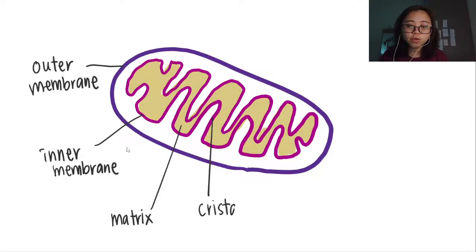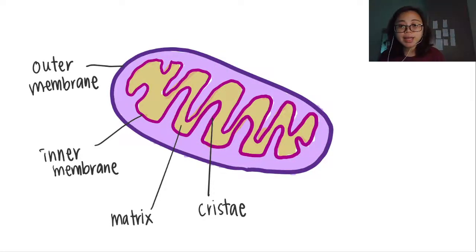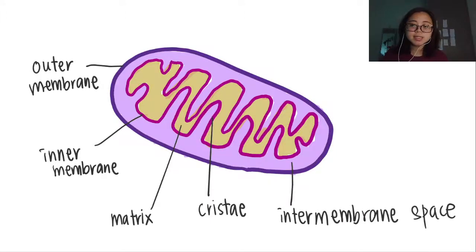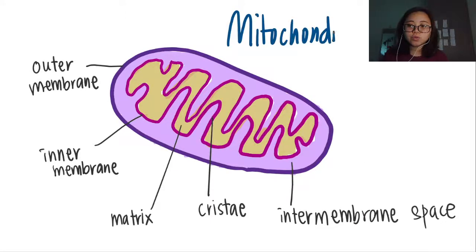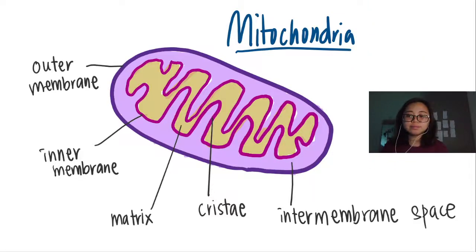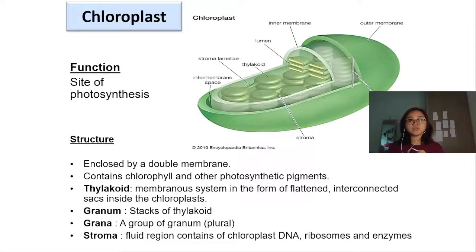And these folds, setiap lipatan yang kamu lukis itu, setiap lipatan dipanggil sebagai cristae. And this region between the outer membrane and the inner membrane is called the intermembrane space. And this is how you draw mitochondria. I hope you don't have any problem with this drawing, and I shall move on to the next organelle.